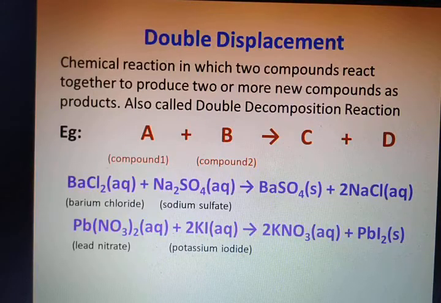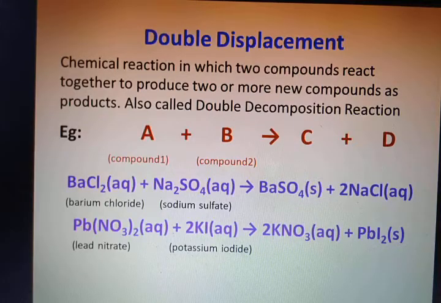Lead nitrate, we are taking the aqueous solution. It reacts with potassium iodide, KI, to give potassium nitrate, KNO3, plus lead iodide, which is a solid. That means it precipitates out from the reaction system. All right, so this is double displacement or double decomposition.